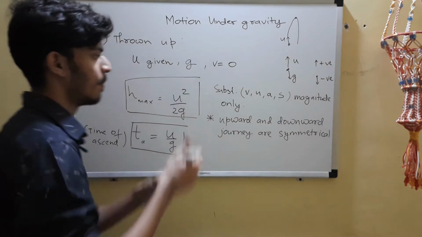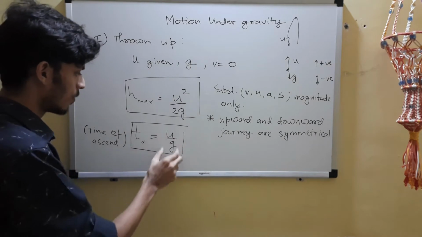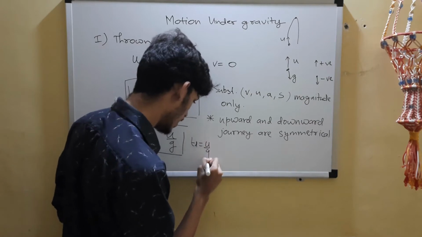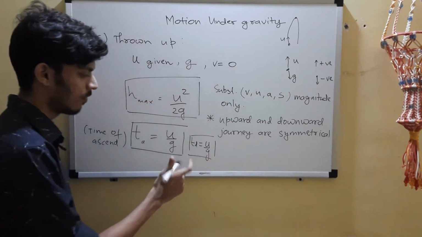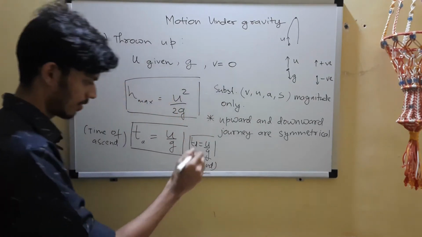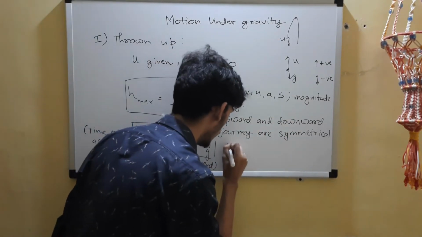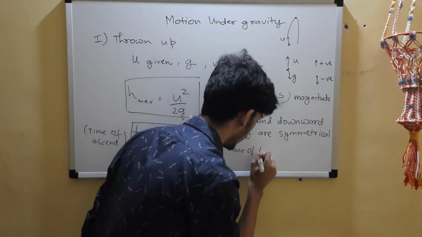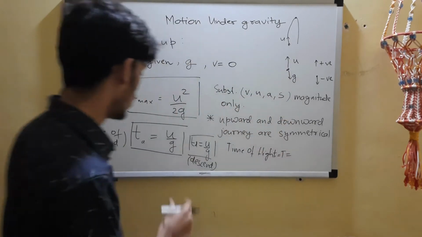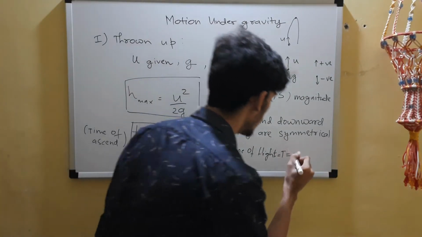So whatever happens in the upward journey will happen in the downward journey as well. So upward journey, the time was u by g. What is the time for downward journey? u by g, symmetrical, right? And this is called time of descent. So time of ascent, time of descent, which is total time, time of flight. So note down this formula, because you have to add this two times: u by g to go up, u by g to come down, so 2u by g.